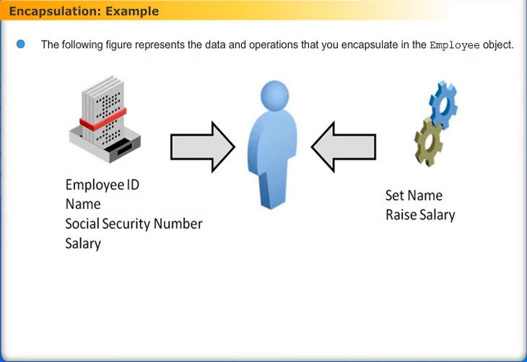What operations will you allow on the employee object? The setName operation allows changing the name of an employee, if the employee gets married or divorced. The raiseSalary operation allows changing the salary of an employee, if the employee gets a salary hike. After an employee object is created, you probably do not want to allow changes to the employee ID or social security field.